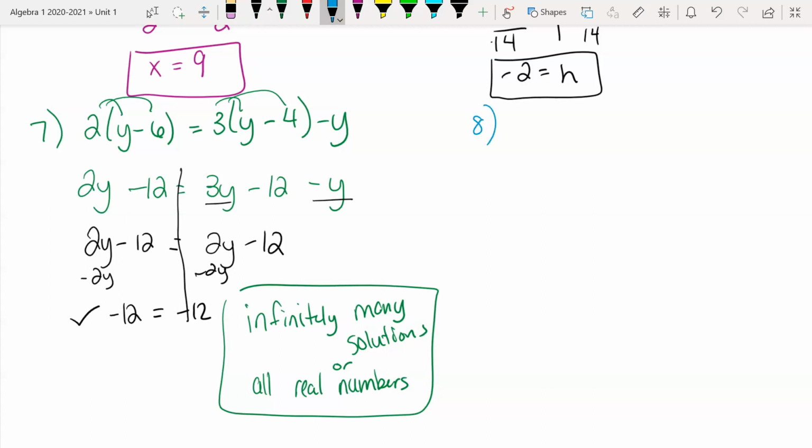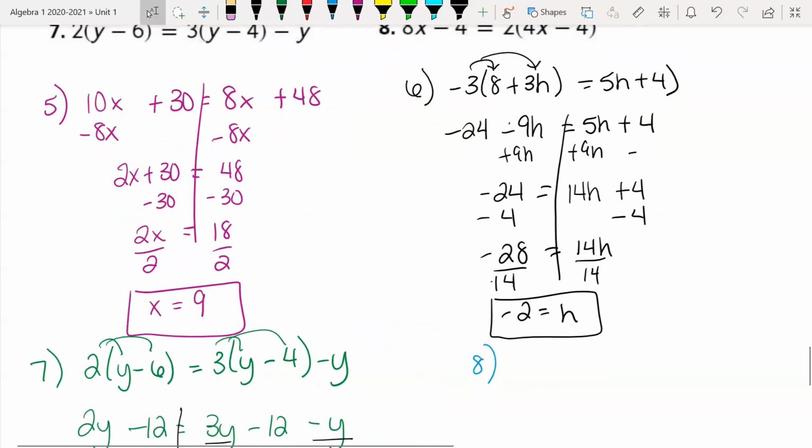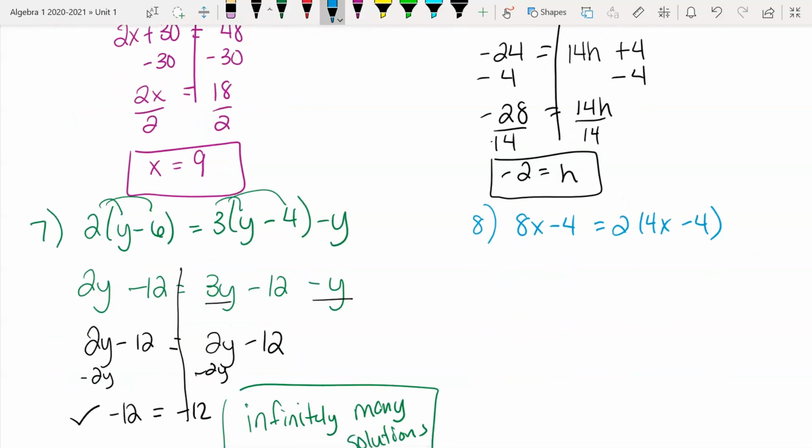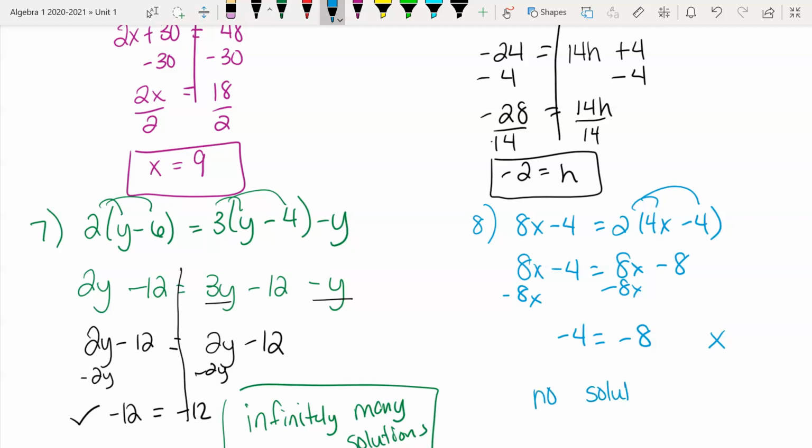Now our last one, number 8. Distribute. We get -4 equals -8. We know that doesn't work, so we're going to say no solution.